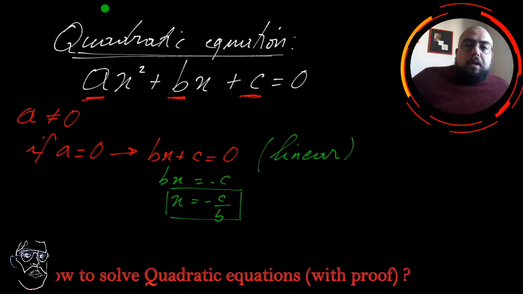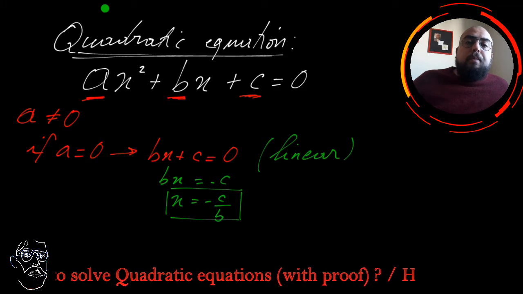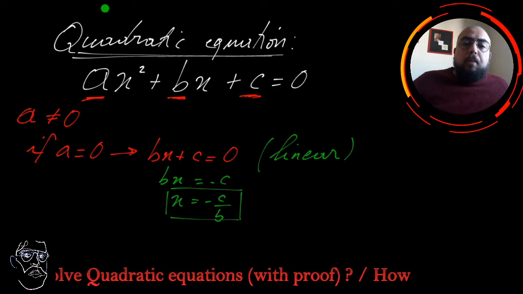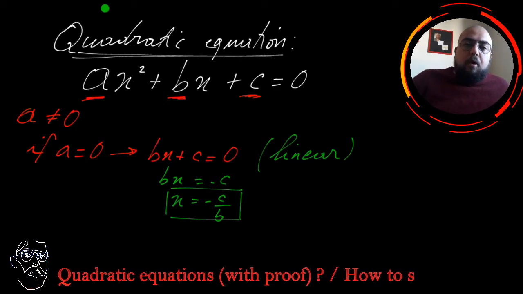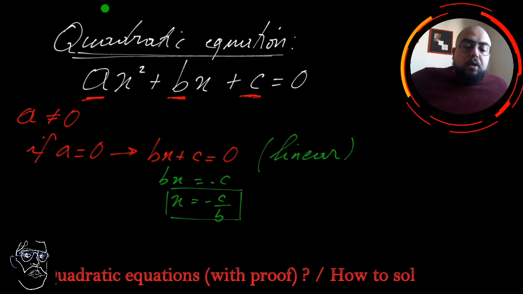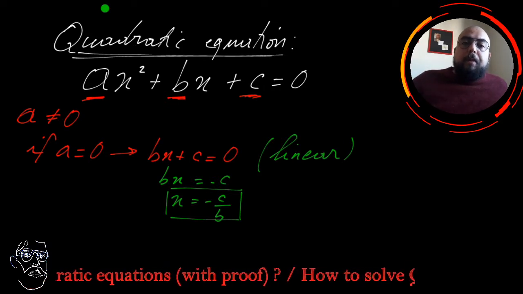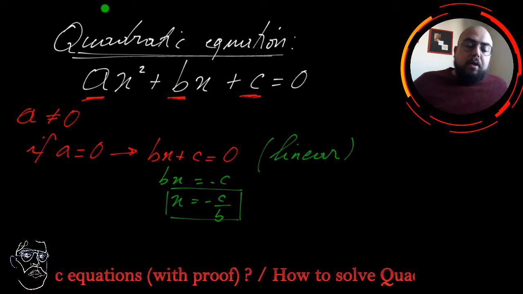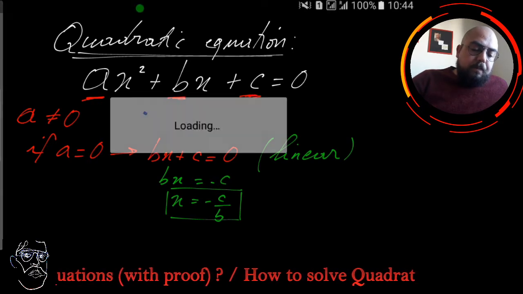But of course, c could be equal to 0, b could be equal to 0, or both b and c could be equal to 0. Whenever you have b, c, or both b and c equal to 0, you will have the incomplete form of quadratic equation. I'm going to take examples related to each case, and we're going to solve them together. So let's start with the incomplete form.